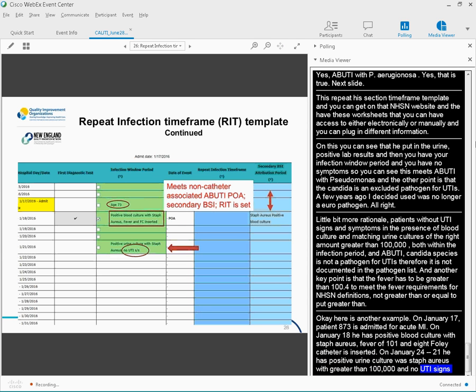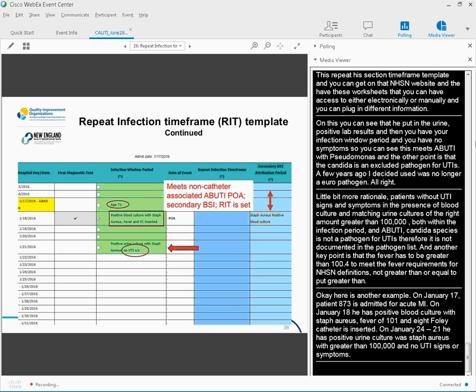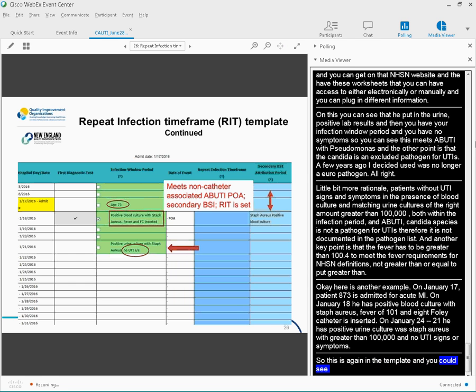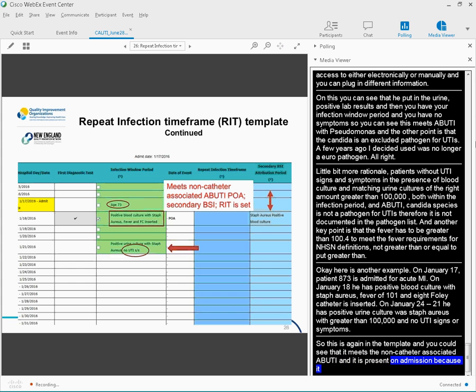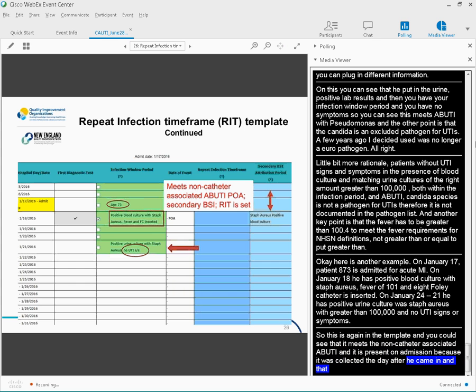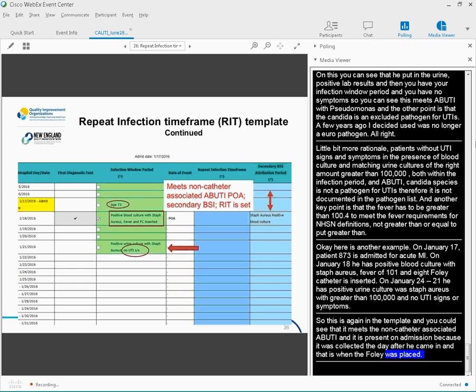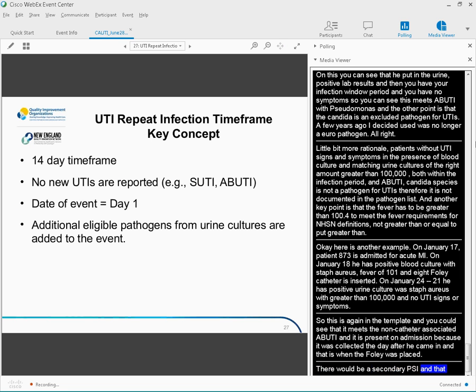All right, so this is, again, in the template, and you can see that it meets the non-catheter-associated ABUTI, and it's present on admission because it was collected the day after he came in, and that's when the Foley was placed. There would be a secondary BSI, and the repeat infection time frame is set, so it falls within that.